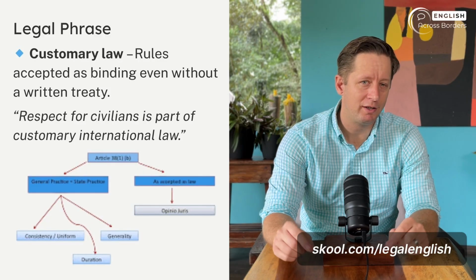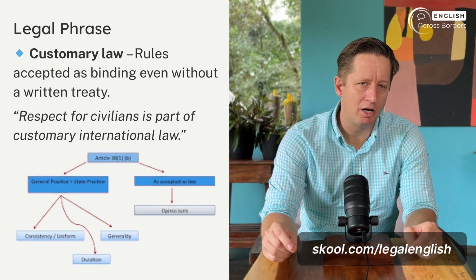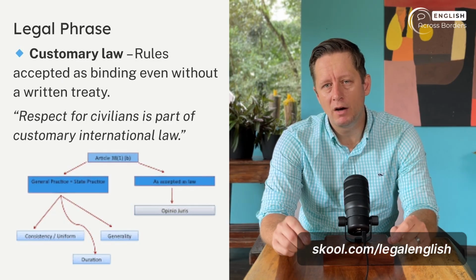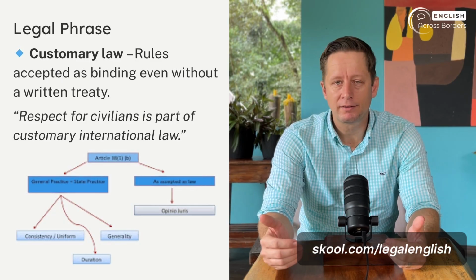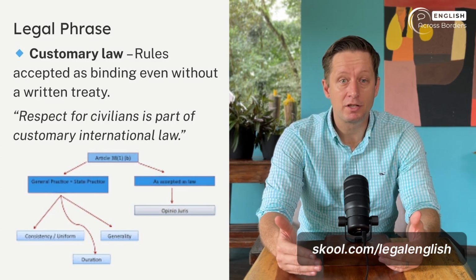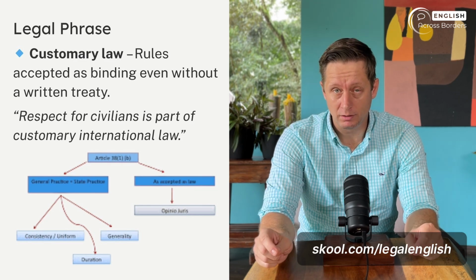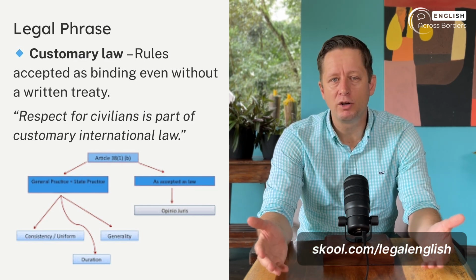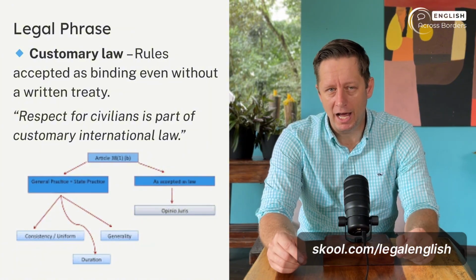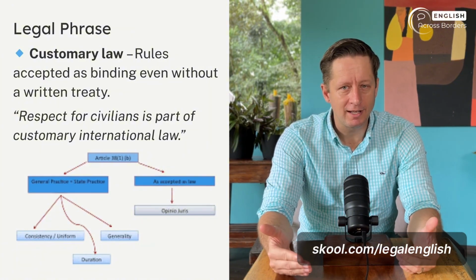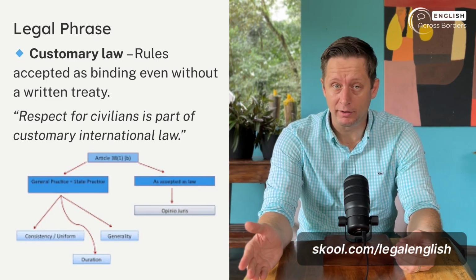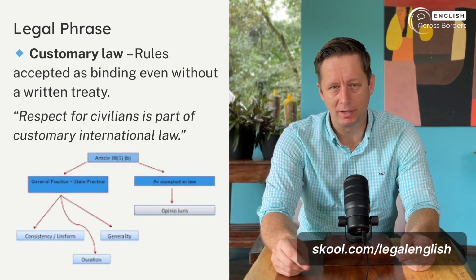Imagine a lawyer explains, even if a country never ratified the additional protocol, many of its rules are binding as customary law, such as the rule of distinction. In simple terms, customary law is like an unwritten agreement of the international community. When enough states act in a certain way and believe it is legally required, the practice becomes binding.